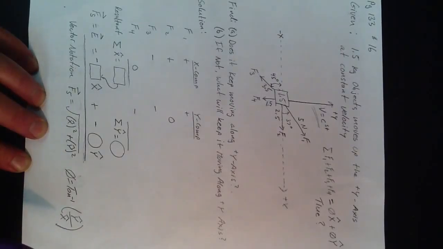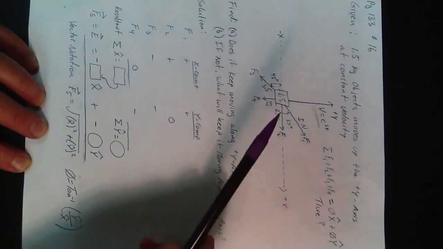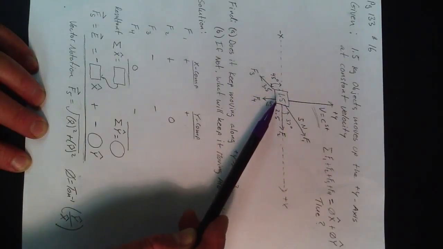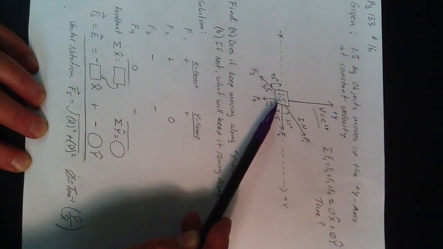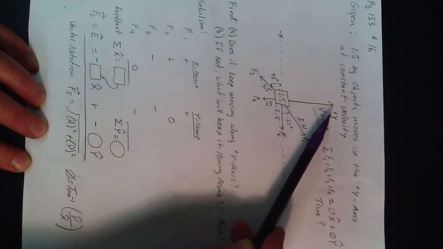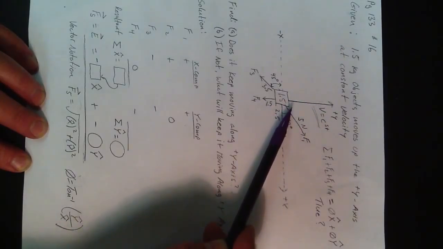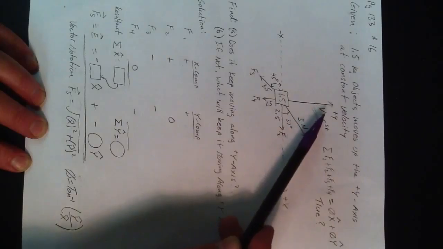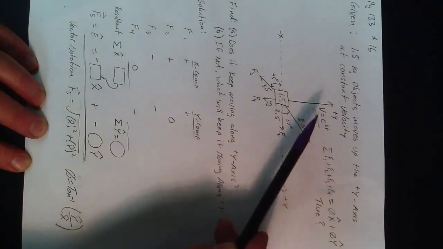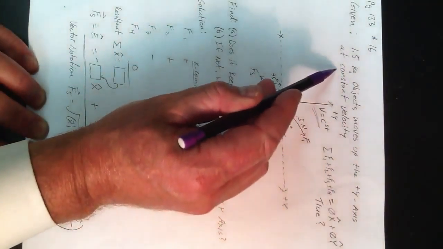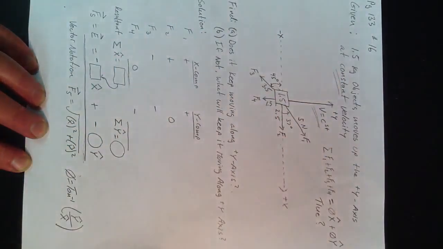Okay, this is problem number 16, page 133, chapter 4, forces in Newton's law. On this particular problem, we're given a 1.5 kilogram object moving along the positive y-axis. I've drawn a velocity vector going straight up, and the big deal here is constant velocity. I really don't care about its magnitude.